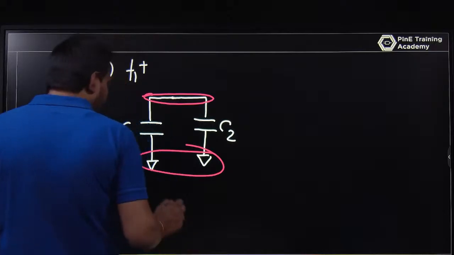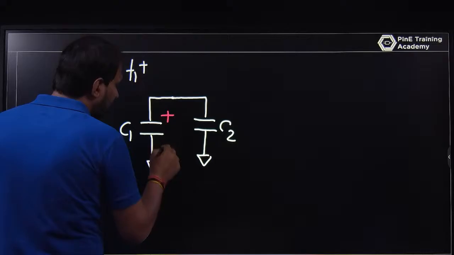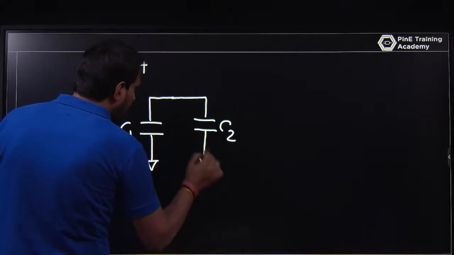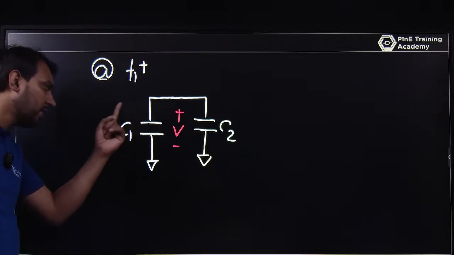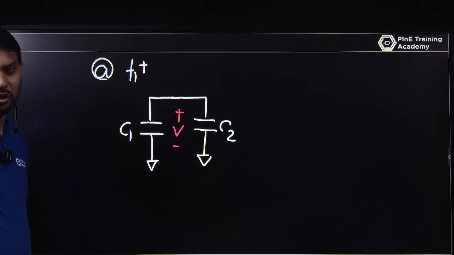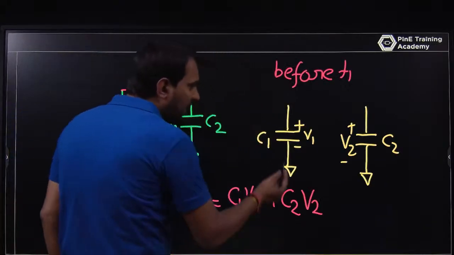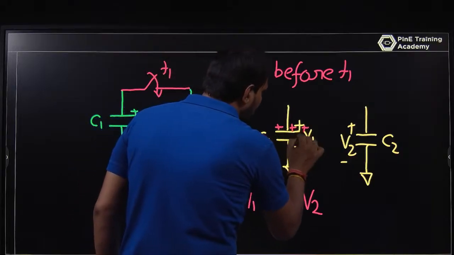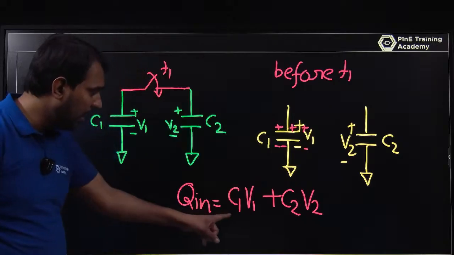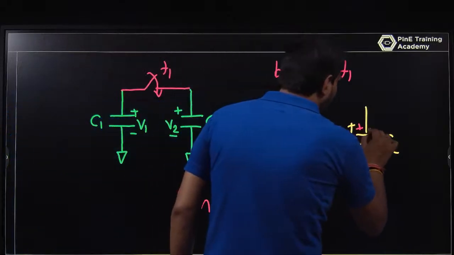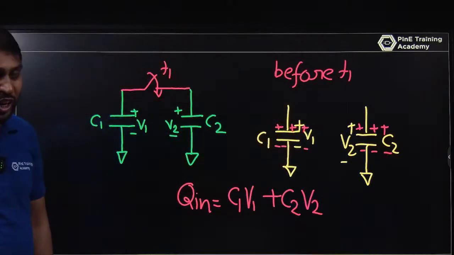So what is happening here? This voltage becomes V. I am saying that the voltage V will be the same for C1 and C2. Or you can think in a way that this capacitor has some charge, Q equal to C1 V1, and this capacitor has a charge Q equal to C2 into V2.